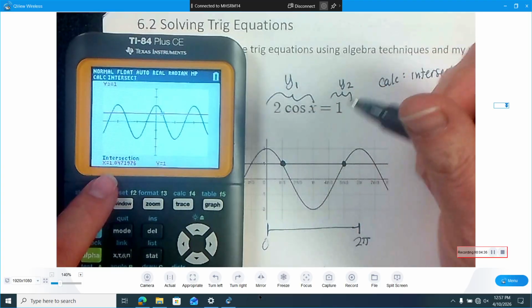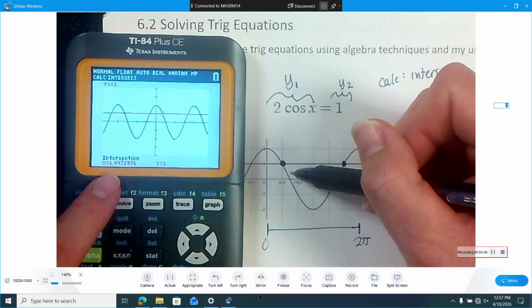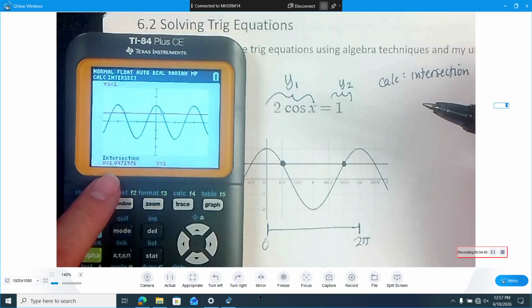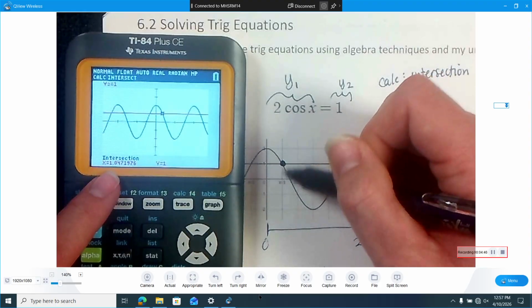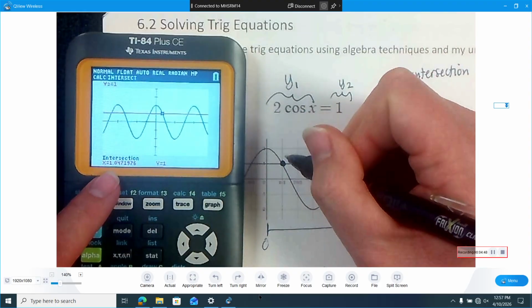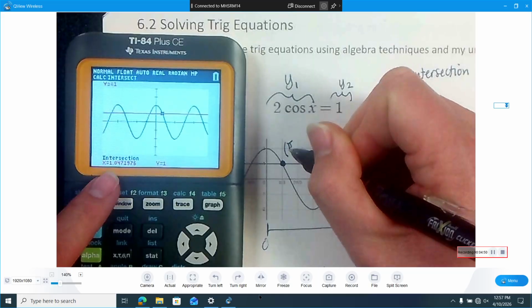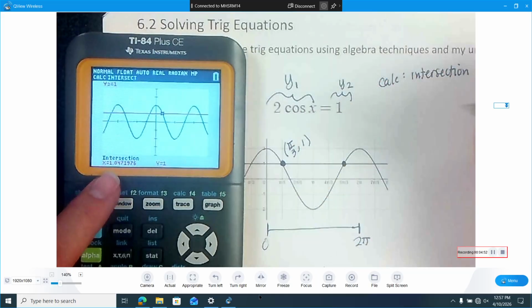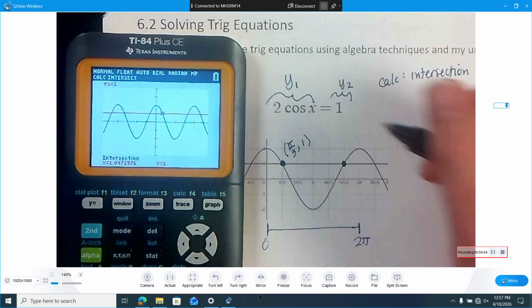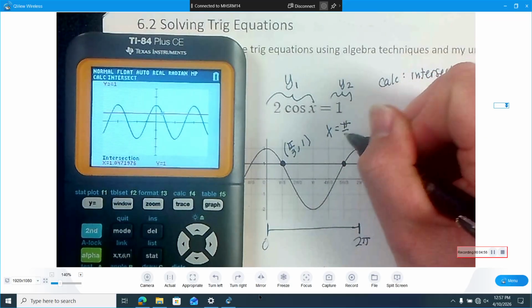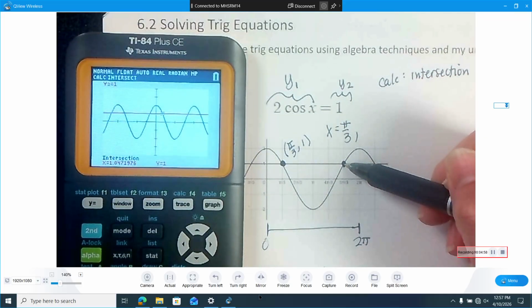And so you can see that intersection is at 1.407, which is no good in Delta Math, okay? But you can see that here, I changed the steps so I can see that the intersection is at pi over 3, comma 1. So the solution for this is x equals pi over 3. What's this solution?